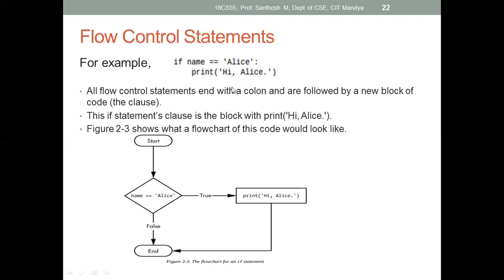By seeing this, you can observe that if name is equal to Alice, it will print Hi Alice. This figure shows the flowchart of this code. A flowchart always starts with start and ends with end, which we mention in oval shape. Conditions we mention in rhombus or diamond shape. First start, next the condition. The condition is name equal to Alice. If it is true, then it will print Hi Alice. If it is false, then it will end, skipping the execution. In this way, if will work.